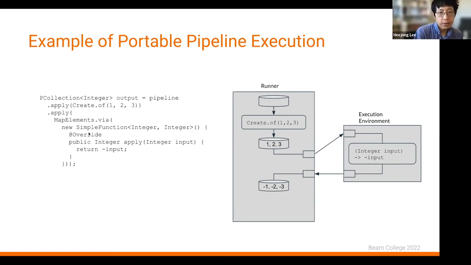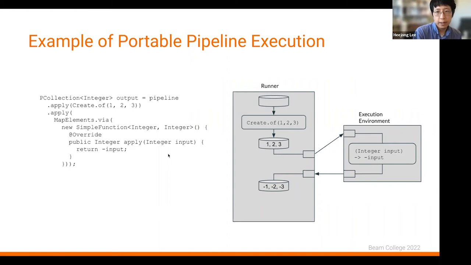So when we execute this, we create the elements 1, 2, 3, and this MapElements PTransform is just a map. It accepts an integer and produces an integer, and this MapElements PTransform simply reverses its sign. So when you put a positive integer here, it just reverts the sign to negative, and negative to positive, right?